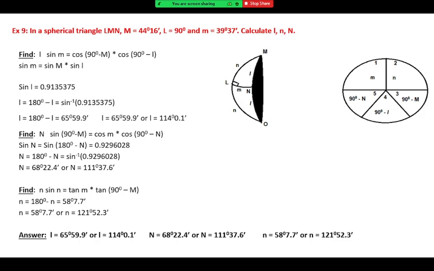So that is about your case 4 or 5, I think. That is a quadrantal triangle there. Okay, quadrantal triangle.